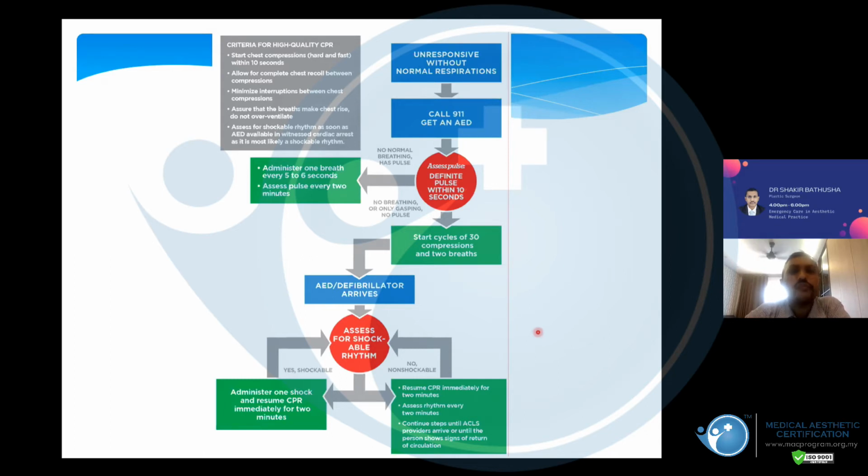How much compression do we give? We give 30 compressions, okay, with 2 rescue breaths, 5 cycles. Okay. But we need to be aware that each compression should be an effective, high quality compression, which is denoted by a compression depth of 5 to 6 centimeters. There is minimal interruption between compressions. The chest wall is allowed to recoil back to its original position before the subsequent chest compression is being done.